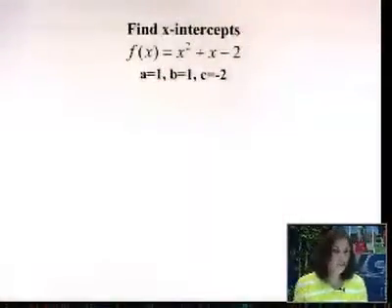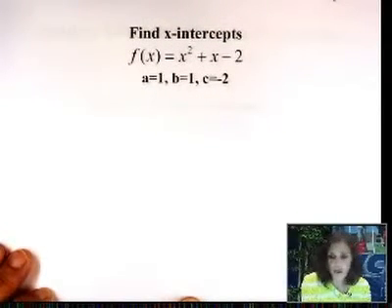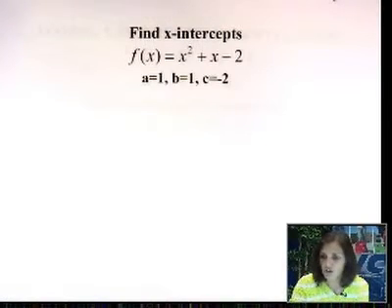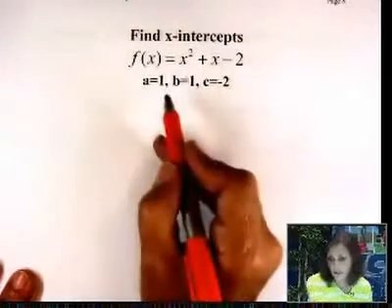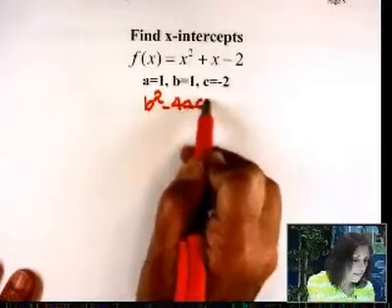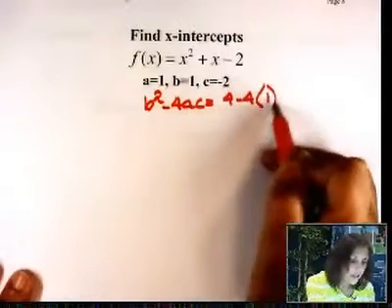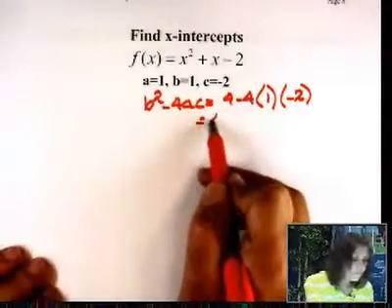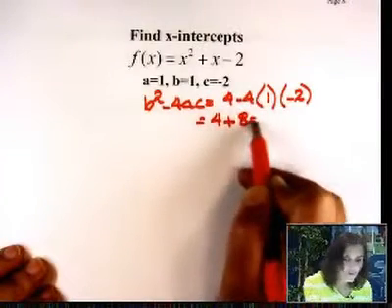All right, let's do another x-intercept problem. Your a, b, c is given, so x squared plus x minus 2. All right, so let's go and do this problem. So let's go calculate b squared minus 4ac. b squared is 4, minus 4, a is 1, and c is negative 2. You have 4 plus 2 times 4, that's 8, that's 12.